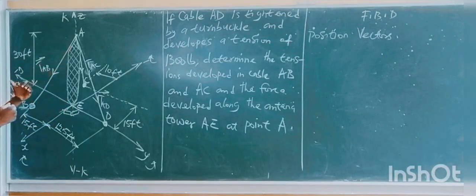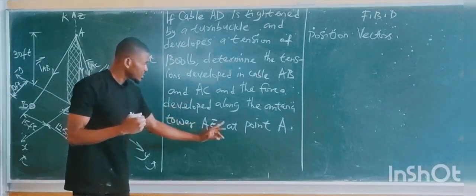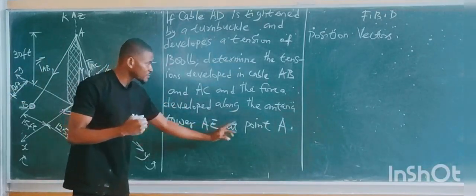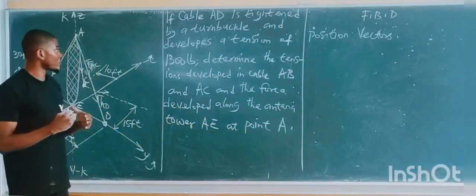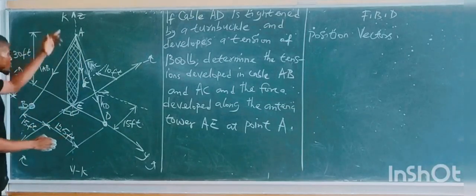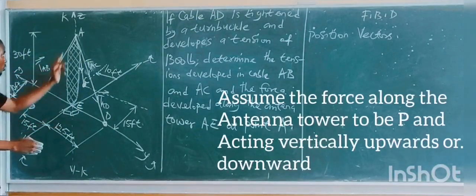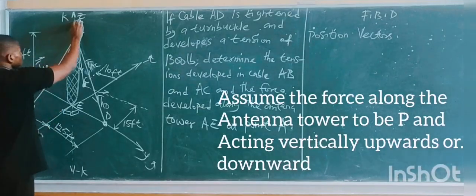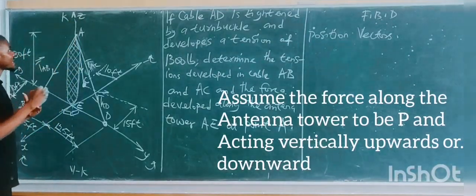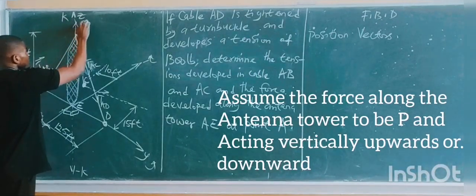Now, point A, we were given that there is a force along the antenna tower AE at point A. We don't know the force, so let's call that force P. Since it's along the tower, the force is vertical. You can decide to choose vertically upward force as P.